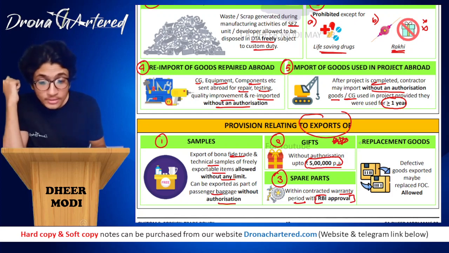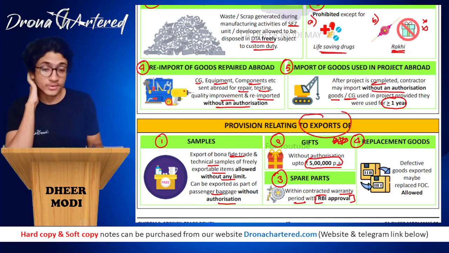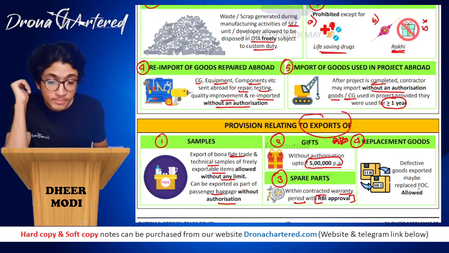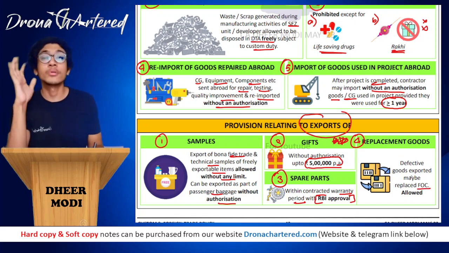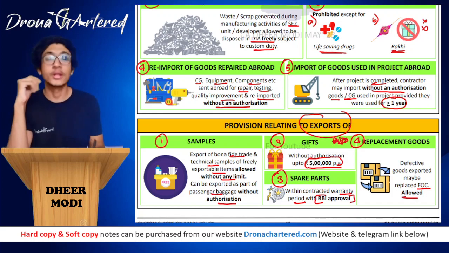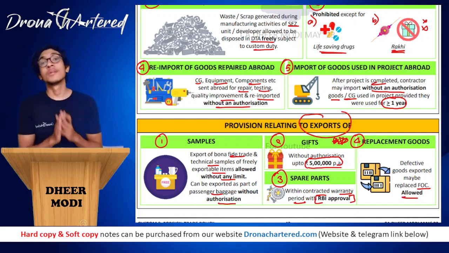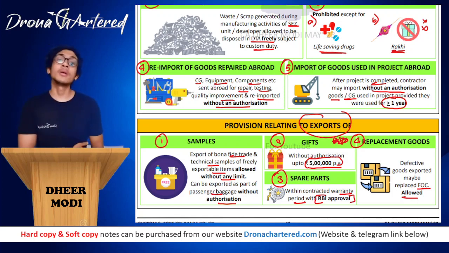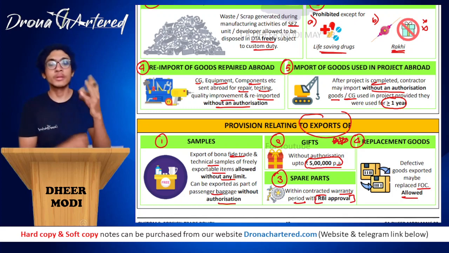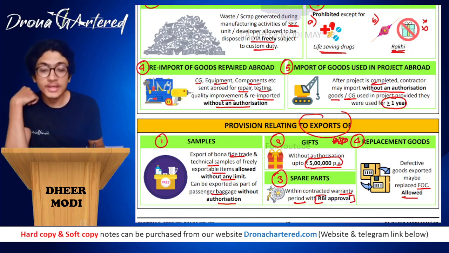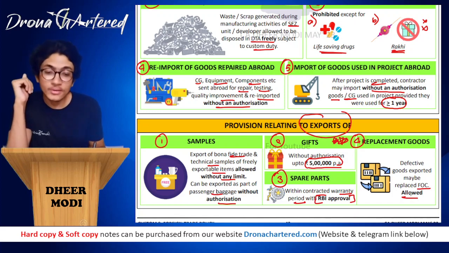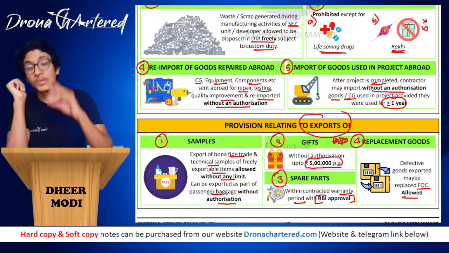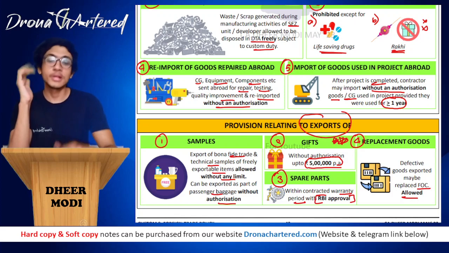And last on this page is regards to replacement goods. So defective goods exported may be replaced free of cost. FOC means free of cost. Now this is allowed. That means if you had exported some goods and those goods turn out to be defective, and you calculate that it will be more expensive for me to go there and repair, what will I do? I'll send him a new good. I will send him a new machinery. So in such a case, these might be replaced free of cost. So this will be allowed. Okay. So we did 4 up till now for provisions relating to export.